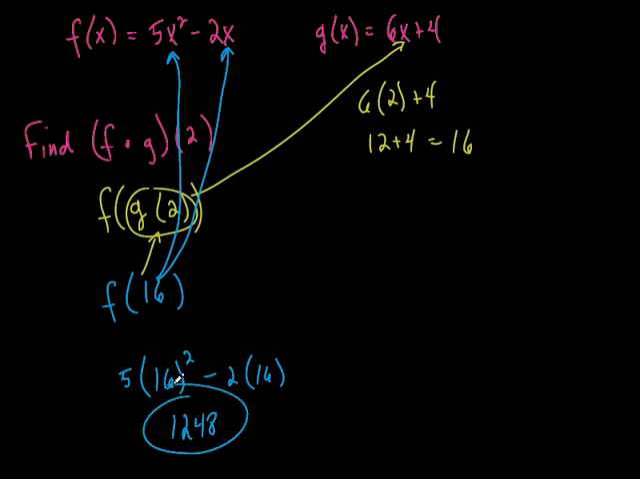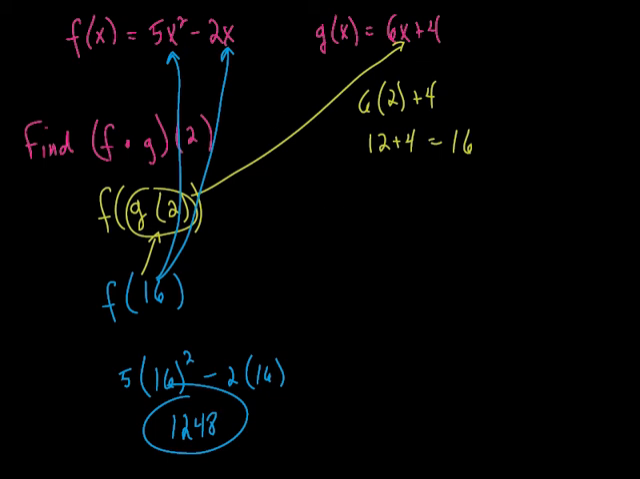1248. You don't have any x's in this, do you? Because you're actually putting a number in for your x's. So it's not just f composition g of x, it's f composition g of 2. So you put the 2 in for the g function first. Everybody got it?